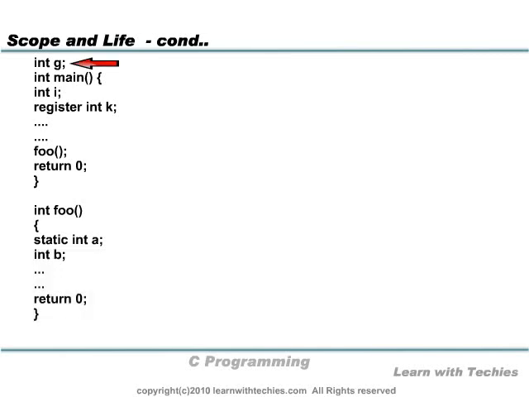Now let's look at the variable g, which is defined outside all the functions. This has a static storage class by default. And since it is not defined within a block, its life and scope is throughout the program. This is also called a global variable. I hope this program clarifies where and how long a variable will retain its value.